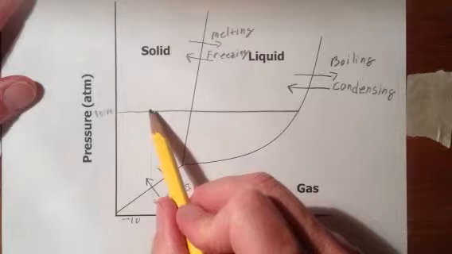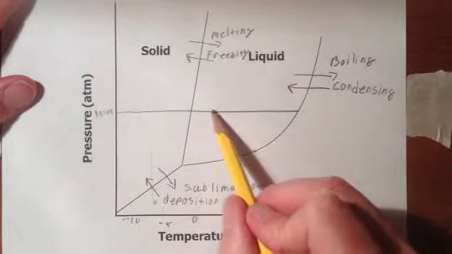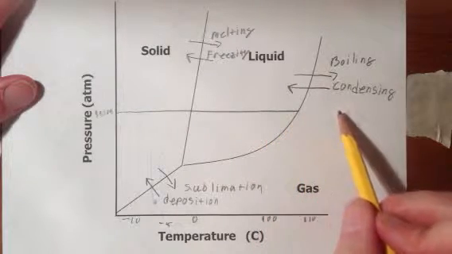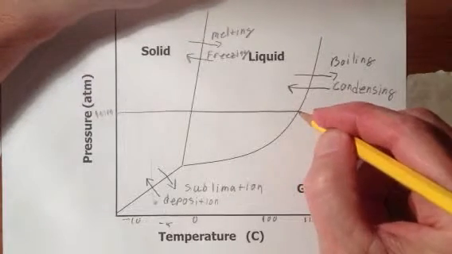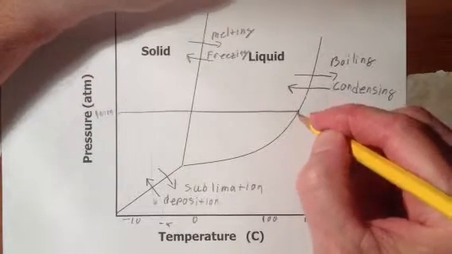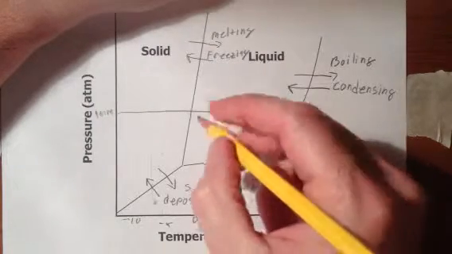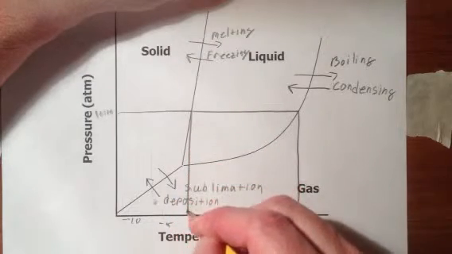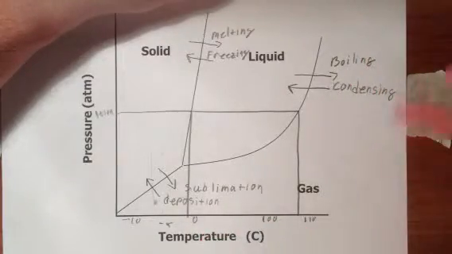So as temperature goes up, we expect our solid to become a liquid. And if we increase our temperature even more, we expect our liquid to become a gas. So that is what we're used to. So we will call these the normal boiling point, and this would be the normal freezing point.